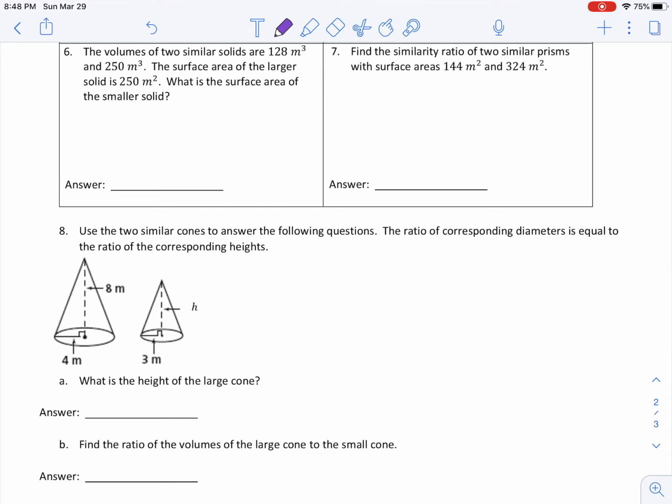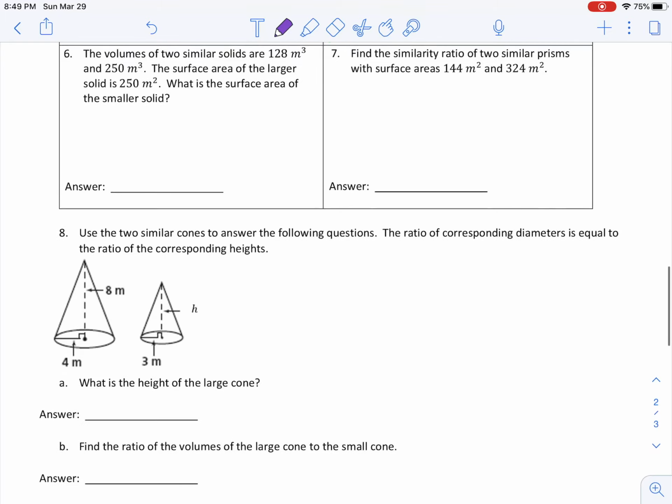So the volumes of two similar solids are these two numbers. We're finding a surface area. There's no picture. There's no way you can say, here's the formula I should use. This is all about these similar solids. If they're similar, write yourself proportions. Everything you've ever done in this class about similarity has hinged on proportions. That's what we're going to use.